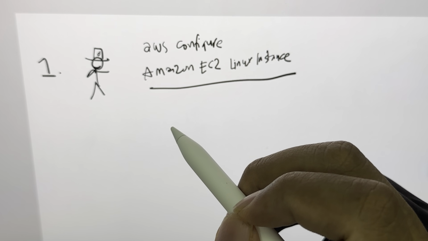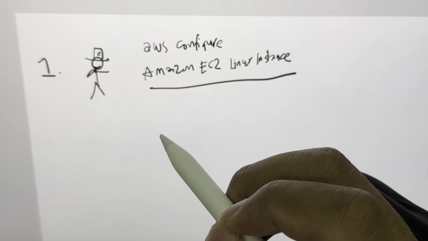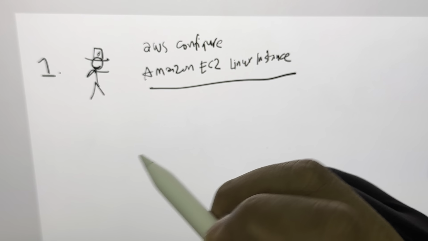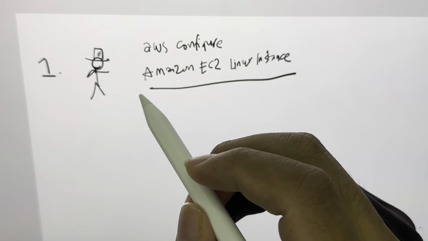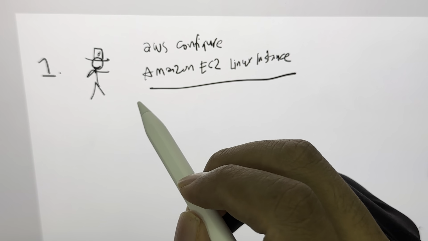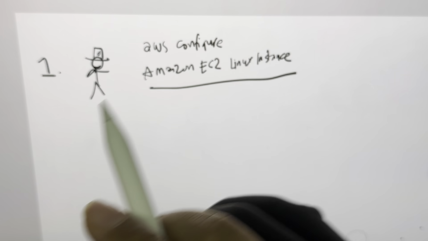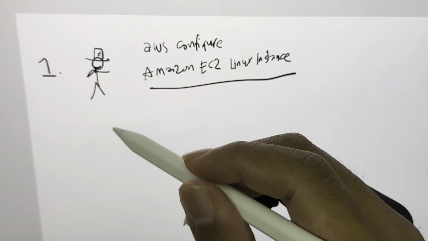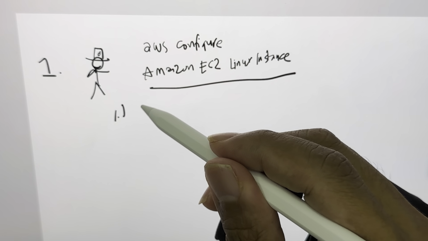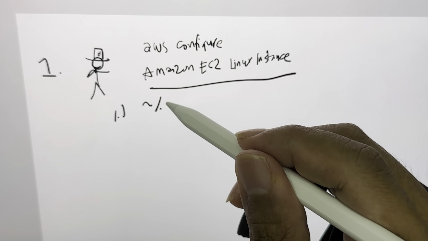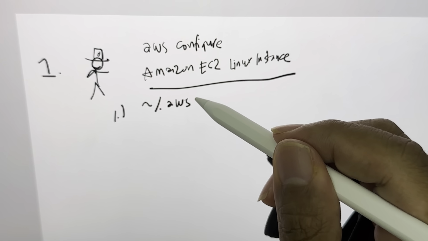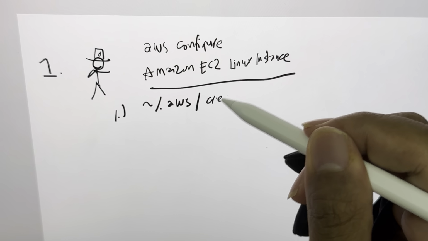Where would the access keys be stored on the file system? So the access keys, where are we going to store the access keys on the file system? So one is stored in tilde.aws credentials.